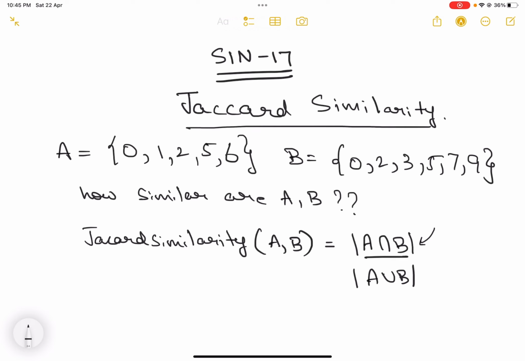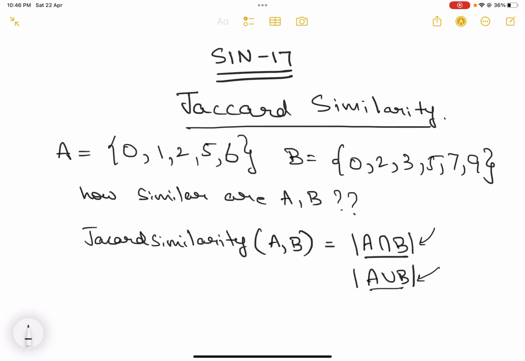Similarly, A union B is the set of all elements from A and B, and the modulus suggests that it is the number of elements in the set A union B.